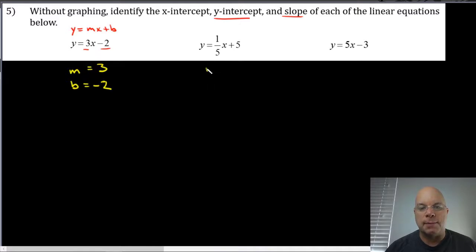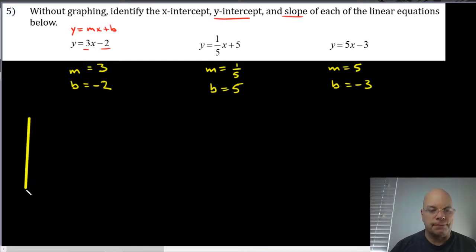In this case, m, the slope, is 1/5, and b is positive 5. In this final equation, the slope is positive 5, and b, the y-intercept, is negative 3.